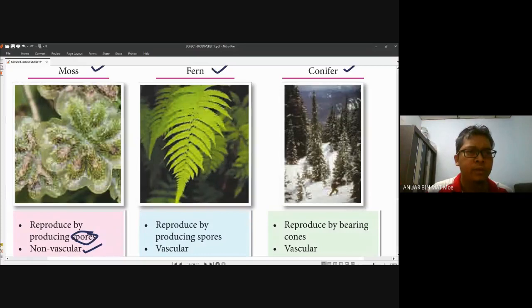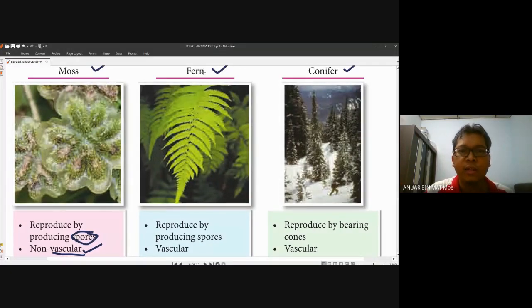Right. So moss reproduces by producing spores, and it is non-vascular. Non-vascular means here, if you remember, usually the plant has a stem, right? It has a stem, it has wood. So that is what we mean by vascular. Non-vascular means that the plant has no stem. Usually in one plant we have leaf, and root, and the stem in the middle. So non-vascular means it does not have any hard parts or wooden parts of the plant. It does not have any stem.